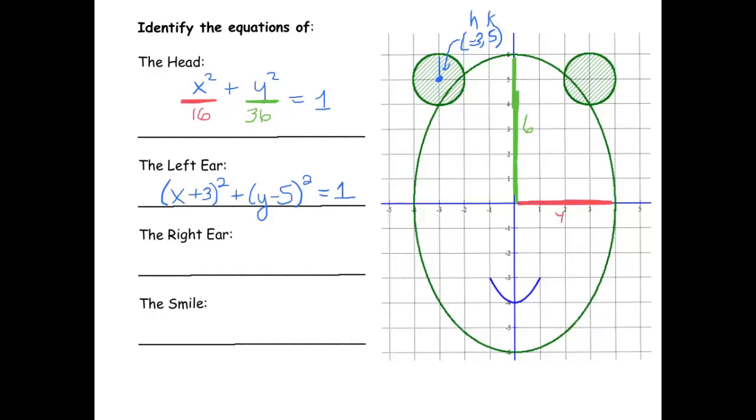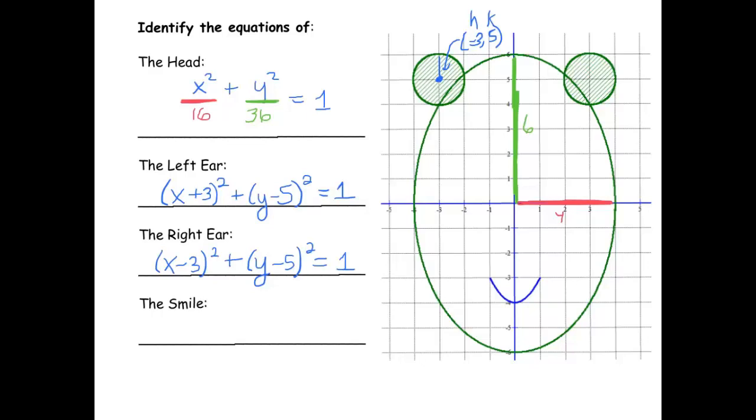Now look at our picture. It's nice and symmetrical, right? If I were to fold this bear right along this y-axis, I think these ears would match up. So these ears have a lot in common. They definitely have the same radius, and their center, notice that they both have a y value of 5, but their x values are opposites. So I'm just going to make it the opposite of what this was here. So that would be (x minus 3) squared plus (y minus 5) squared equals 1. Look how similar those circle equations are. Remember, the only thing really different about them was that x value.